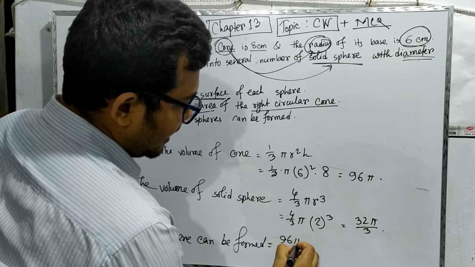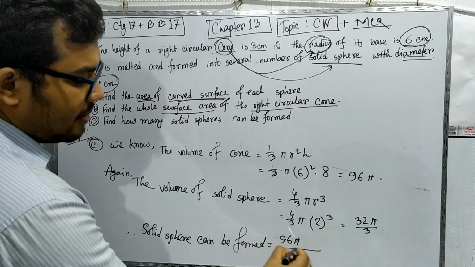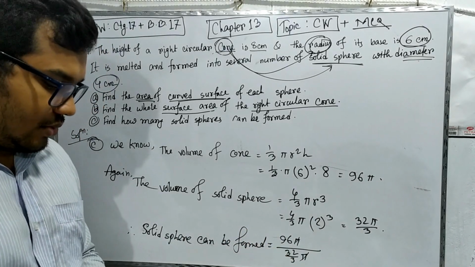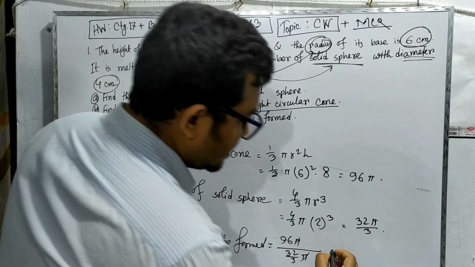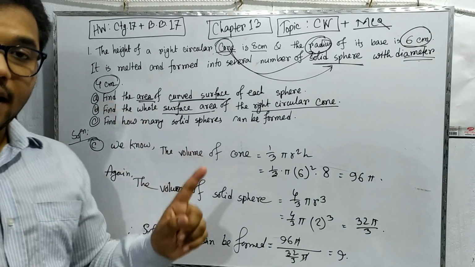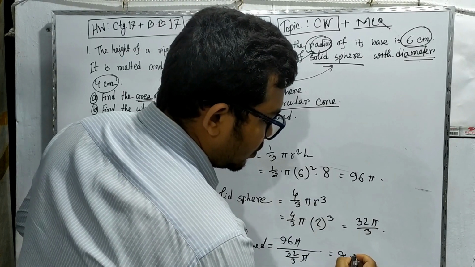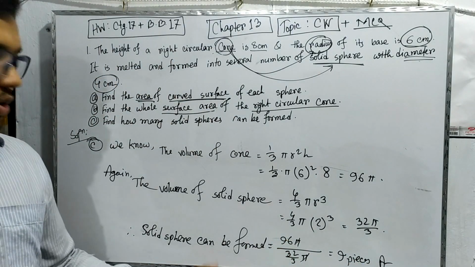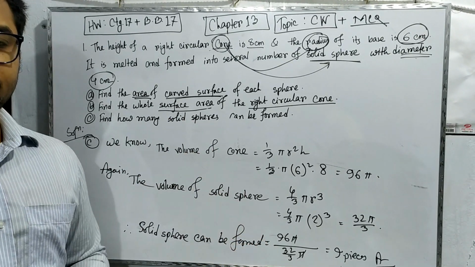Cone 96 pi divided by 32/3 into pi. So pi and pi cancel. So 96 into 3 divided by 32. It is 9. So 9 pieces of solid sphere can be formed from the cone. That is our main answer of this question. This is the solution of this question. End of question.